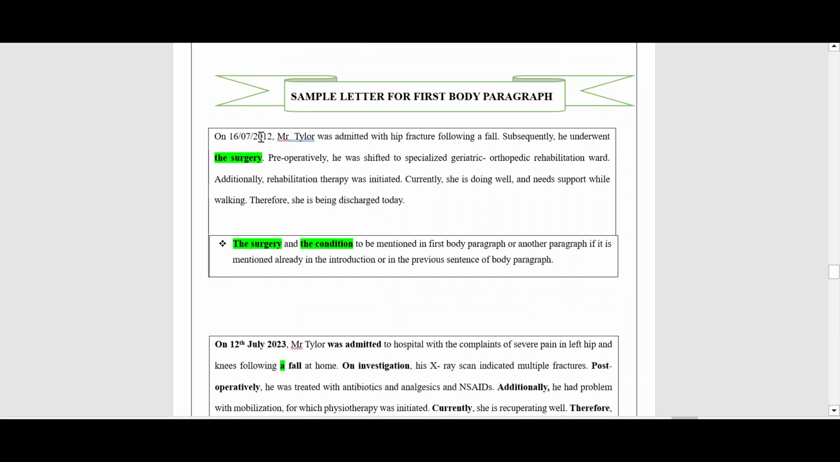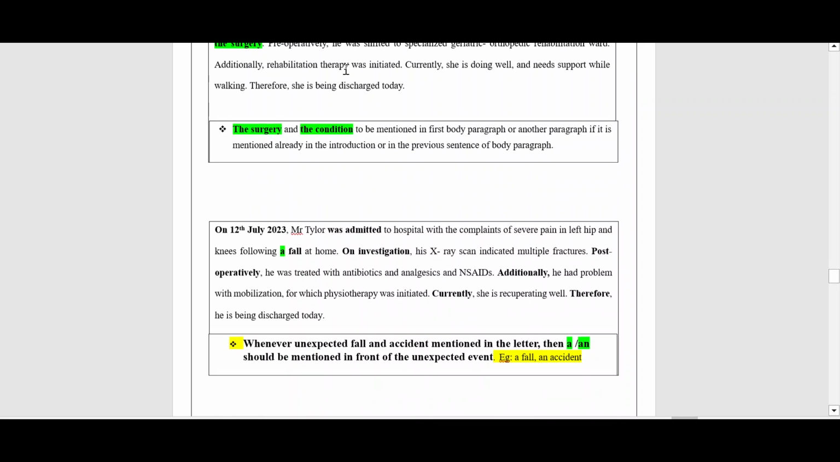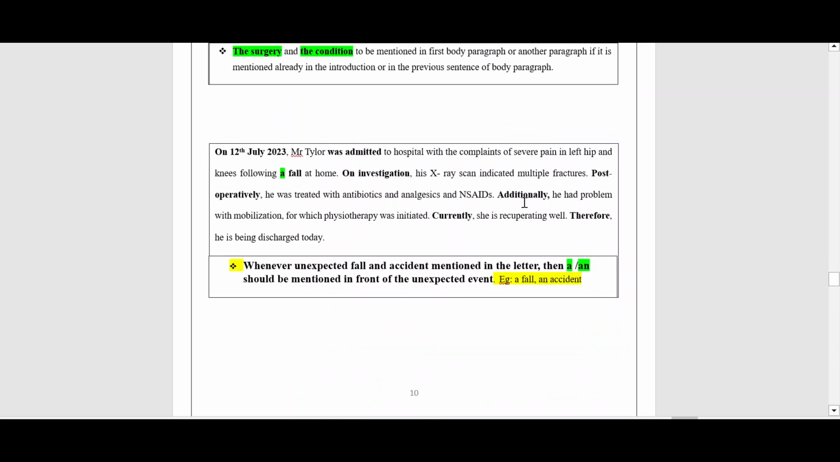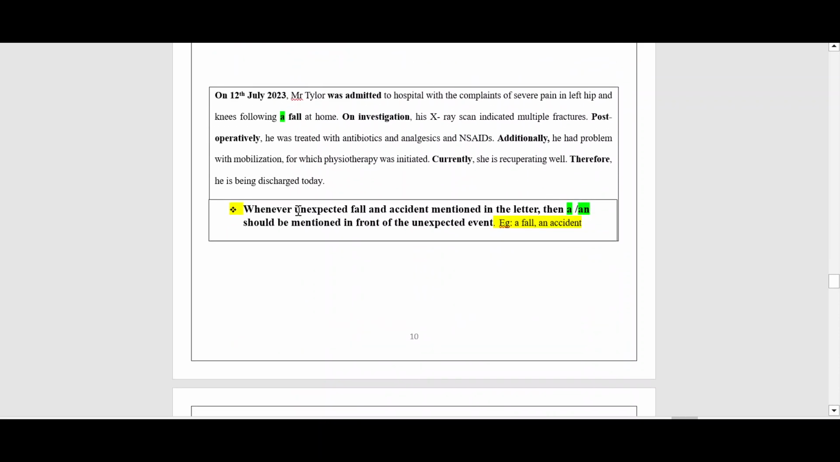So on admission, on this date, Mr. Thaler was admitted and he was diagnosed with the condition. "The condition" means it was already explained in the introduction. This is the way to use it. I have also mentioned this example here, and these are the important things.